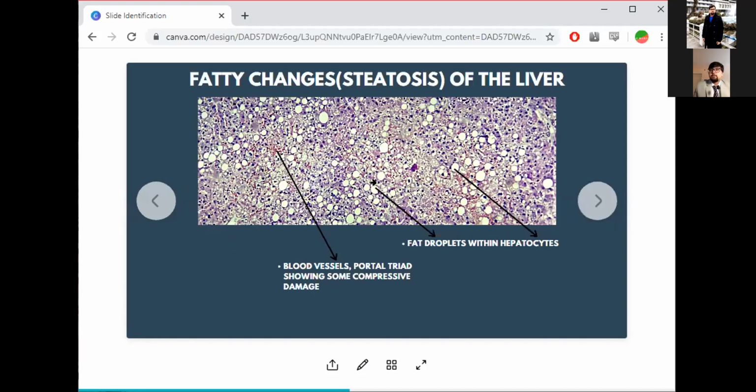So for example, the black arrows will show you the fat droplets within the hepatocytes, right? And here I can see that there is some damage to the portal vein. The portal triad is over here with some compressive damage, right? I can see some red blood cells and all that have come out. I can see them here too. I can see them here as well, right? So when you look at the liver and you see that there are fatty droplets in the pathoanatomy exam, it will probably be steatosis of the liver.